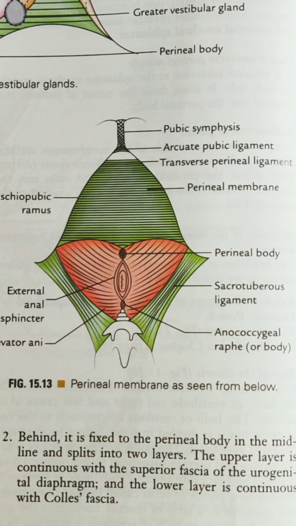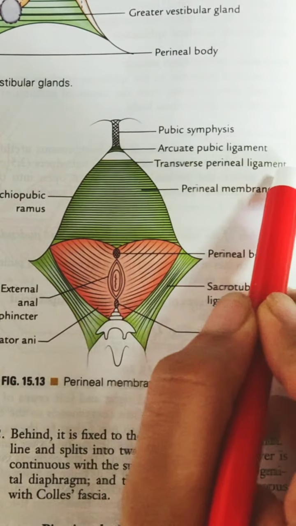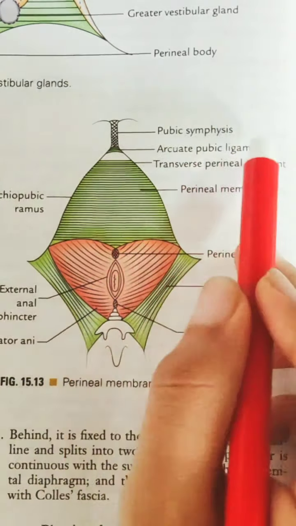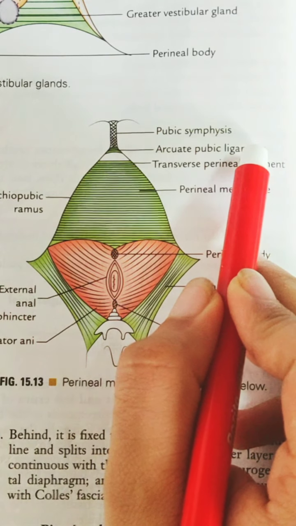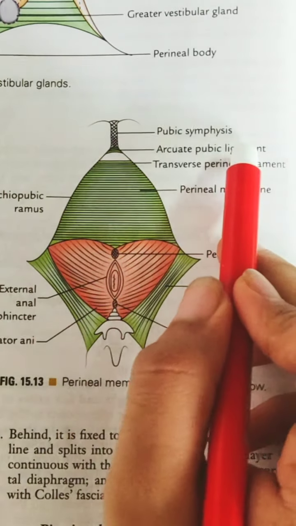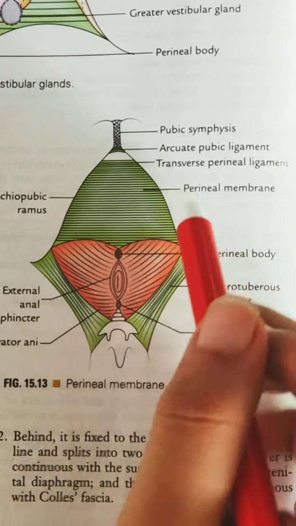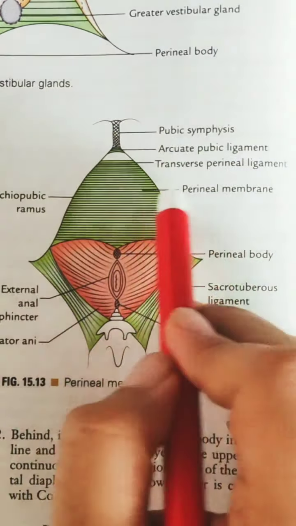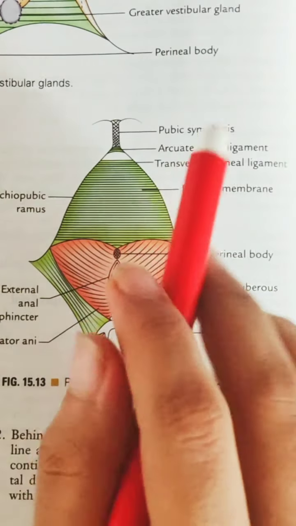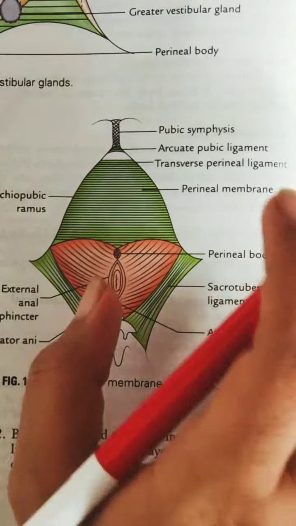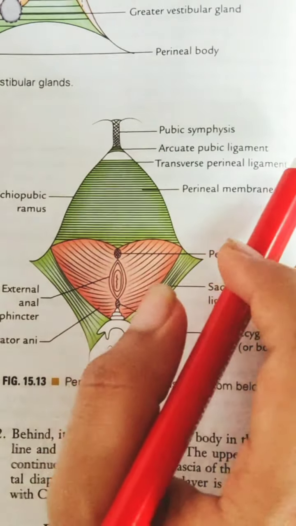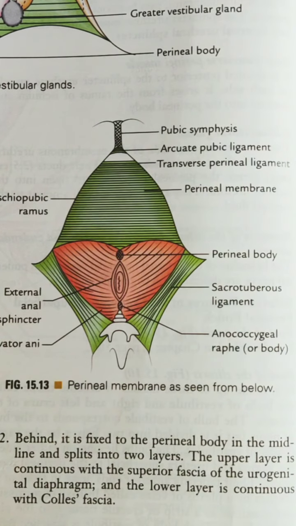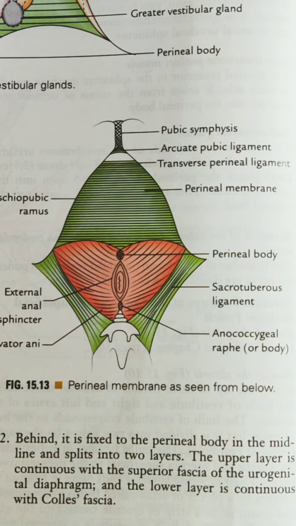So what is this transverse perineal ligament? When the arcuate pubic ligament gets attached to this perineal membrane, it becomes a tuft-like structure, and that is called the transverse perineal ligament. So we'll write the boundaries of the perineal membrane.